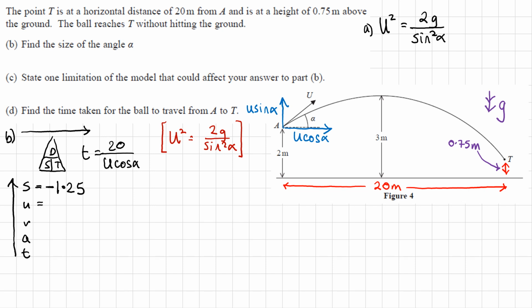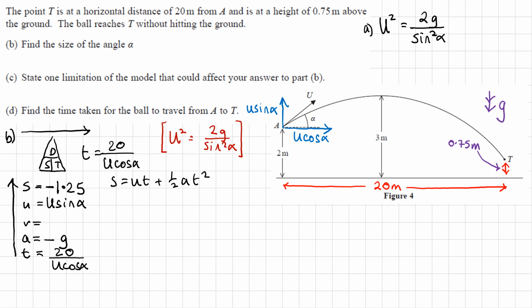U is going to be u sine alpha. That's positive because that's going up. V we don't know and we don't really care about. A, well, our gravity is going down, so that's going to be negative g, opposite to my positive direction. And then for T, I can take what I have here. I can just substitute it in because it's the same point. So that's 20 over u cos alpha. And I want an equation to use S, U, A and T in, and that's going to be S is equal to ut plus half at squared.